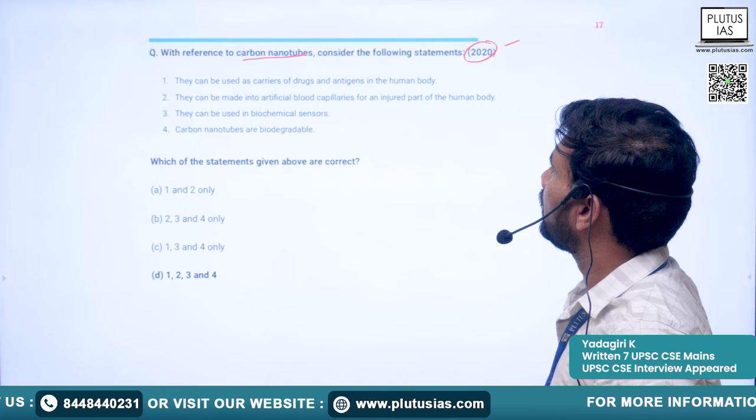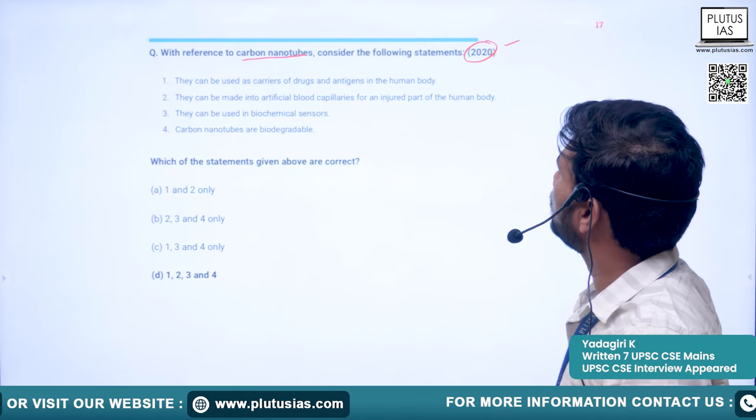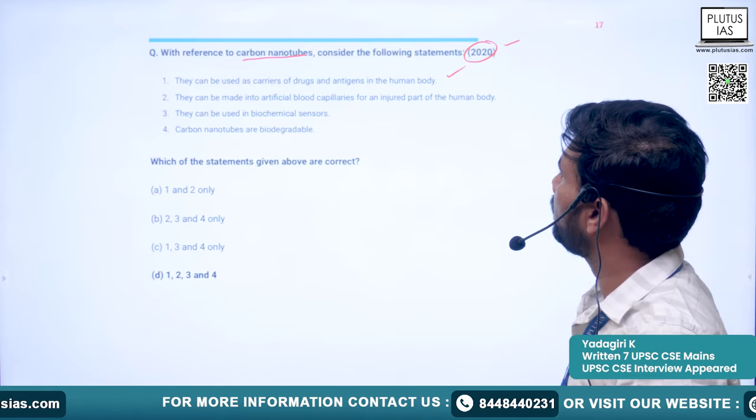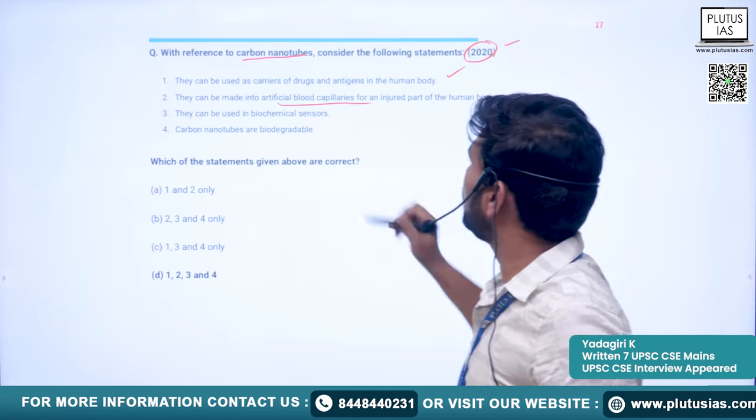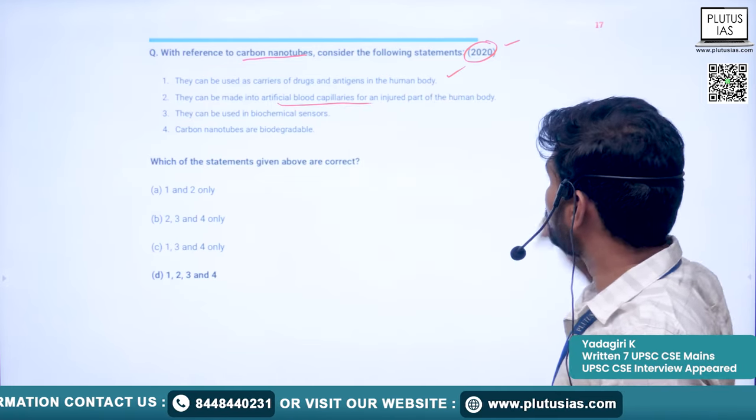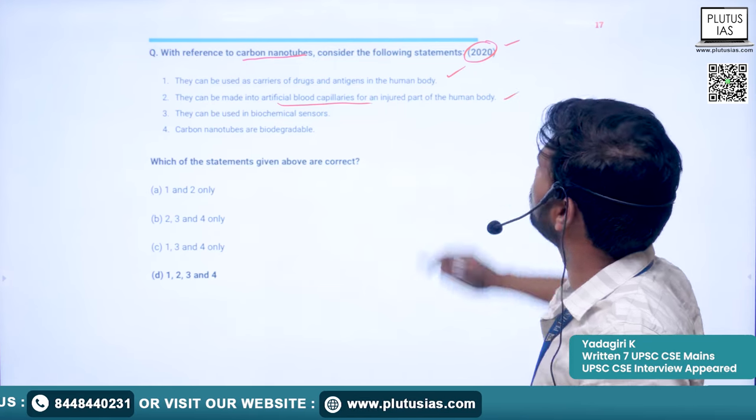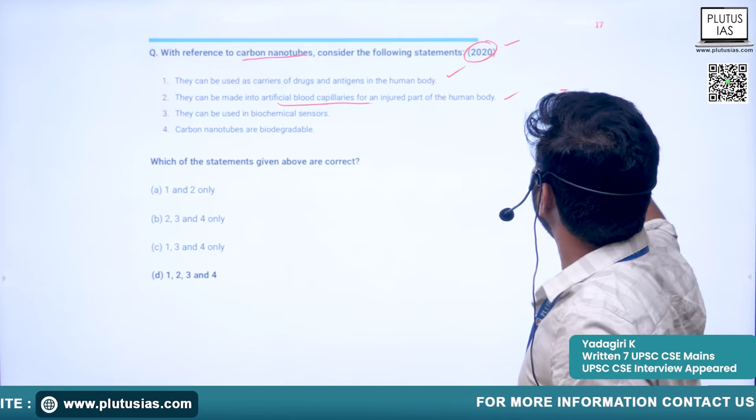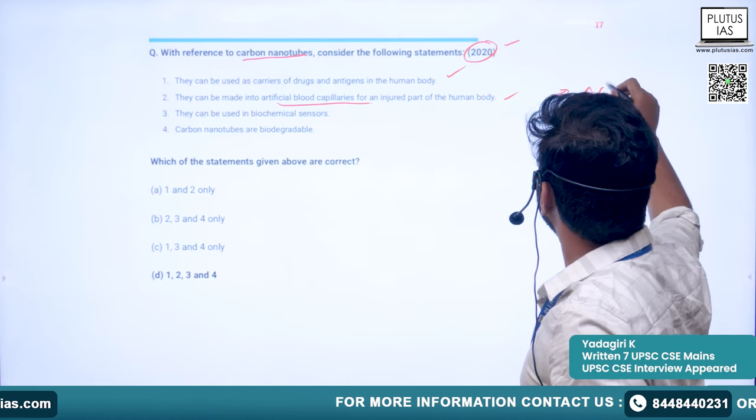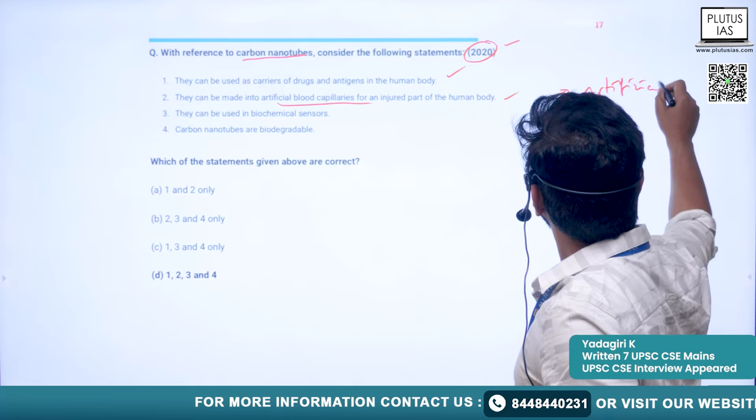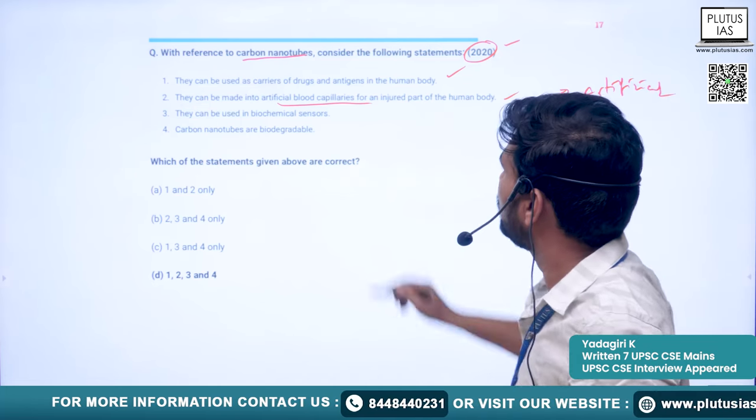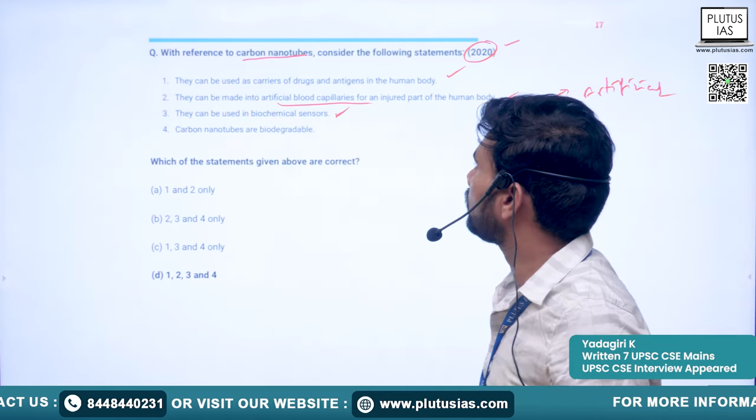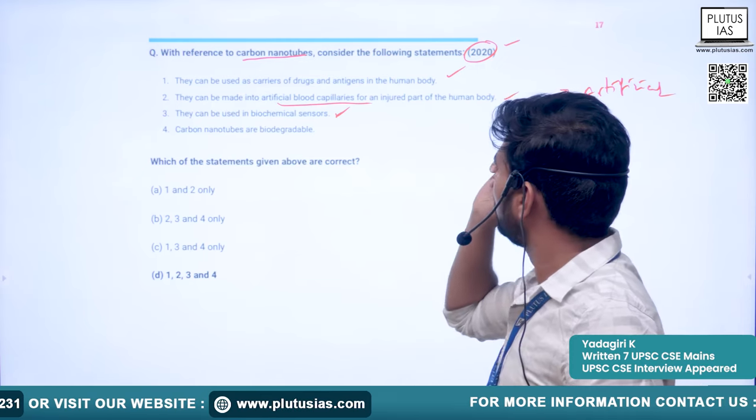Statement 1, they can be used as carriers of drugs and antigens in the human body. Yes, this statement is correct. They can be made into artificial blood capillaries for an injured part of the human body. Yes, this is also correct. Carbon nanotubes can be used like this. I have said there is a talk about artificial blood also. So this is possible through the carbon nanotubes. Third statement, they can be used in biochemical sensors. Yes, this is also correct. They can be used in biochemical sensors.